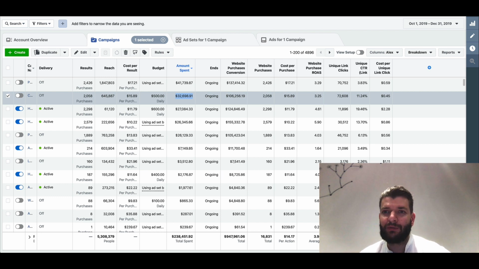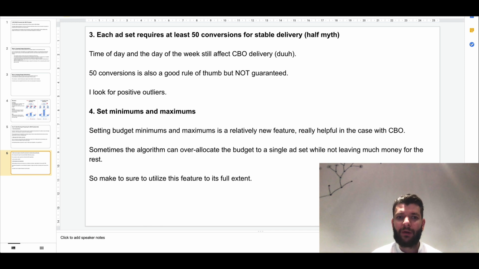I found it's more likely it will be profitable from the beginning, or it will not be profitable. Sometimes there are exceptions to this rule. Sometimes a CBO is not profitable for the first day, 2, 3, and then starts to become profitable. But then obviously you'll need to wait for 2, 3 days, and that will be a loss, right? If it doesn't perform, then it's pretty much a loss. So be aware that it's not always 50 conversions. This is not always the fact.